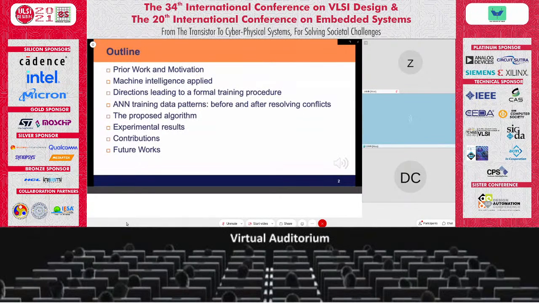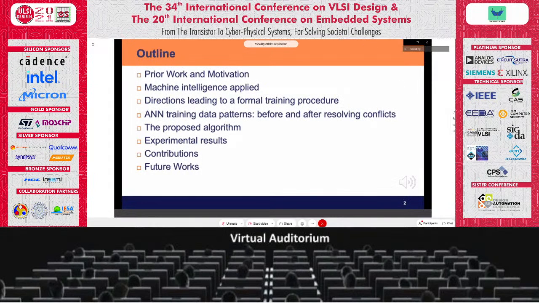Today, I am going to give you some prior work and motivation for this study. Then, I will explain how machine intelligence is applied to our study. I'll also discuss the possible directions leading to a formal training procedure of the artificial neural network. I'll then discuss how we resolve conflicted training data patterns using some trivial mathematical calculations, followed by the proposed recursive training algorithm which makes our ANN an evolving ANN.